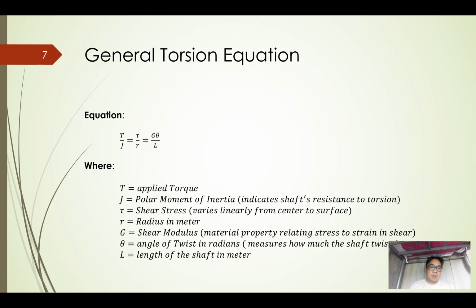R is the radius, in meters, and G is the shear modulus, a material property relating stress to strain in shear. The symbol theta is the angle of twist in radians, which measures how much the shaft twists, and the letter L represents the length of the shaft, in meters.